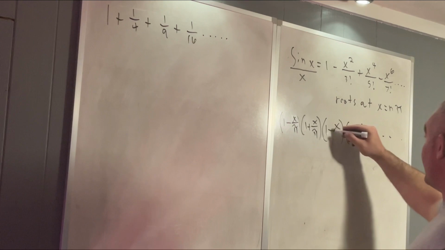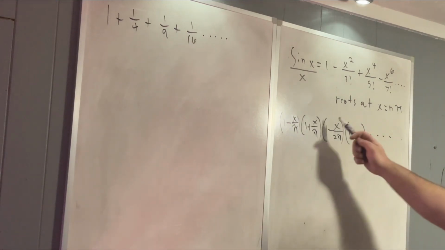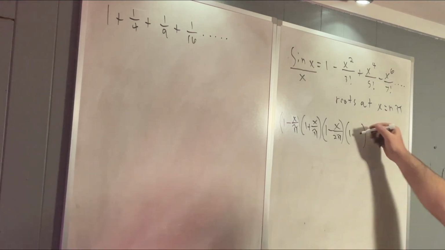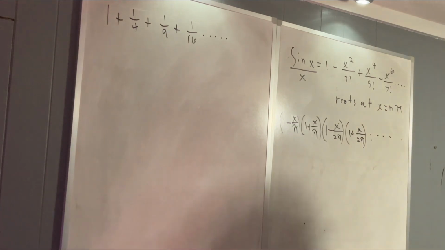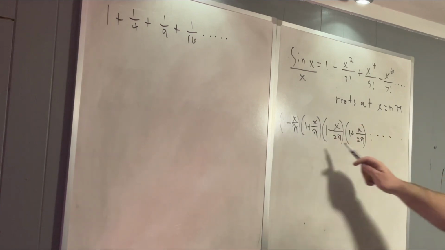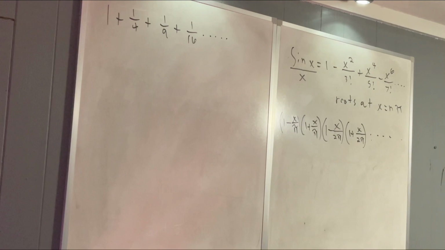And of course, we'd have a root at 2 pi. And if you plugged in 2 pi, you would get 0. That's what a root is. Also at negative 2 pi. So we have basically an infinite product that's going to look like this: just 1 minus x over pi times 1 plus x over pi times 1 minus x over 2 pi times 1 plus x over 2 pi, and so on forever.